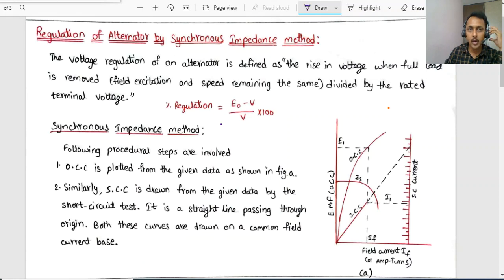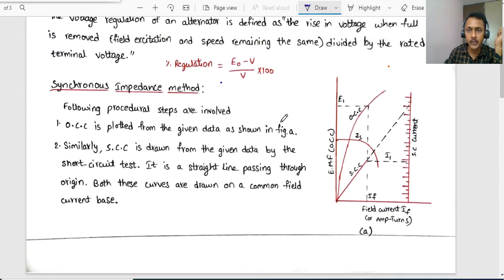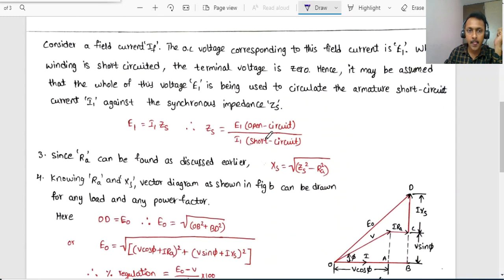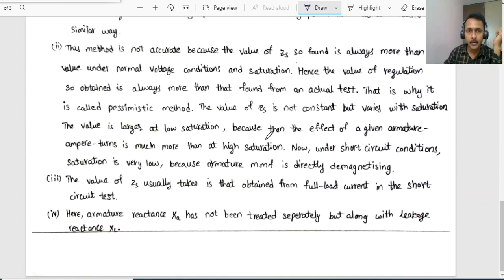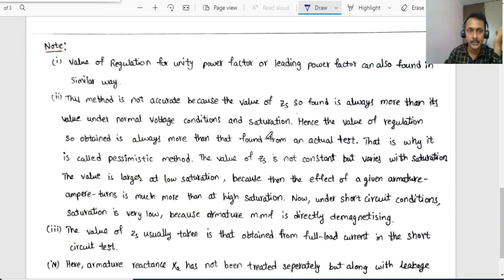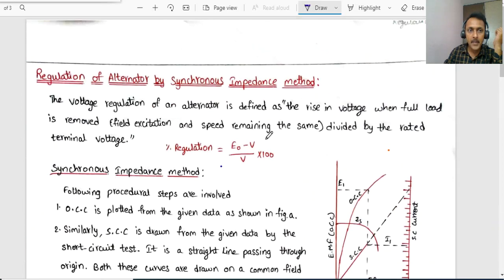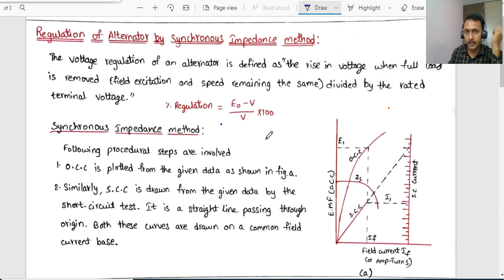In this video, we are going to discuss the regulation of alternator by synchronous impedance method. We will discuss the regulation formula and also the procedure to calculate the regulation using the open circuit characteristics and short circuit characteristics of the alternator, and also we will discuss some important points. What are the points we have considered and what are some of the points we have neglected while performing this test.